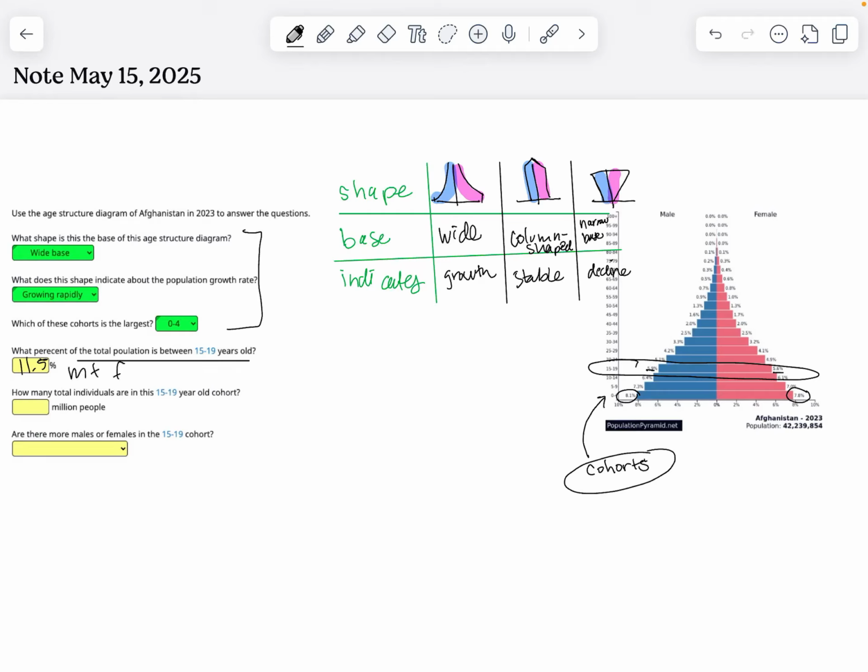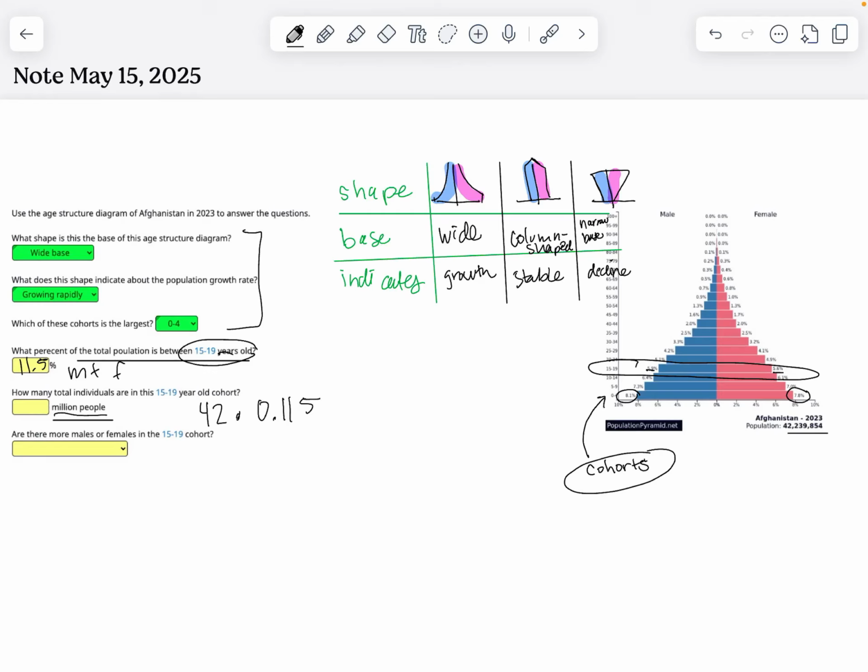And then from the same number, find out how many total individuals are in this 15 to 19-year-old cohort, and it's actually already giving it to you in millions of people. So you're thinking about millions of people as your unit, and it's giving you a population in millions over here. So you'll refer to this population. For Afghanistan, we'll just round that to 42 million. And then we're going to multiply that by the percent as a decimal.